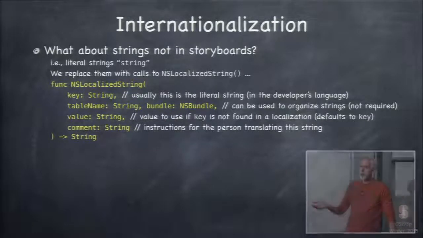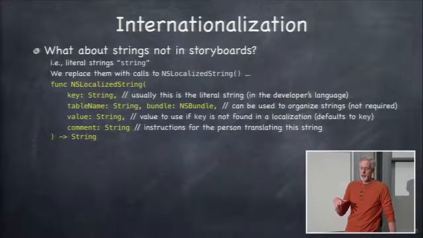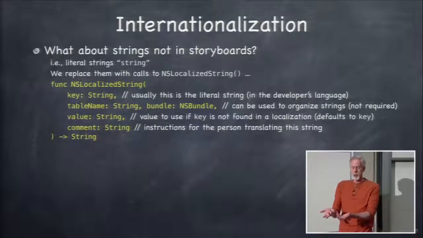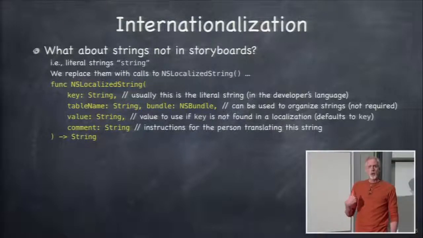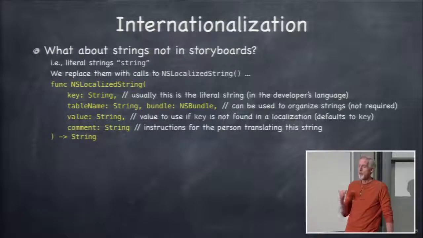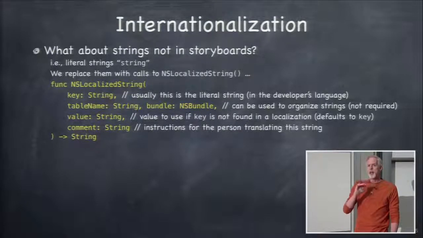So there are other strings in your app, though, besides those storyboard things in labels and stuff. There are literal strings that in your code you put into the UI. And the way you localize those is by calling this function NSLocalizedString. Okay, very, very important function. Every single literal string that's ever going to appear in the UI needs to be wrapped in a call to NSLocalizedString.